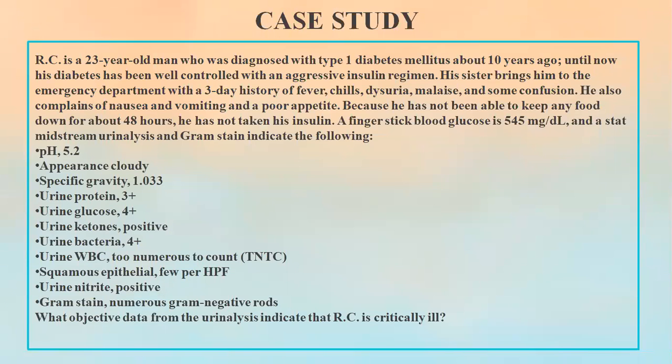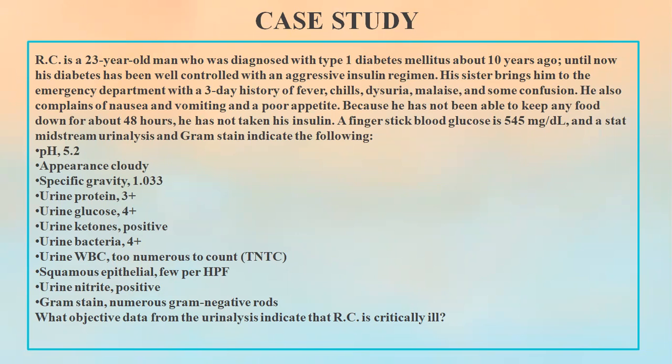Now we come to a case study. RC is a 23-year-old man who was diagnosed with type 1 diabetes mellitus about 10 years ago. Until now, his diabetes has been well controlled with an aggressive insulin regimen. His sister brings him to the emergency department with a 3-day history of fever, chills, dysuria, malaise, and some confusion. He also complains of nausea and vomiting and a poor appetite.